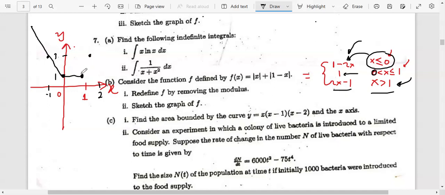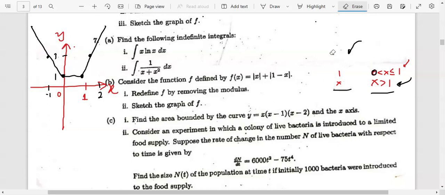Remember, we have found one coordinate to be here, another one to be here. Just join these. So this is the graph of this function. And that is it. I hope it is okay.